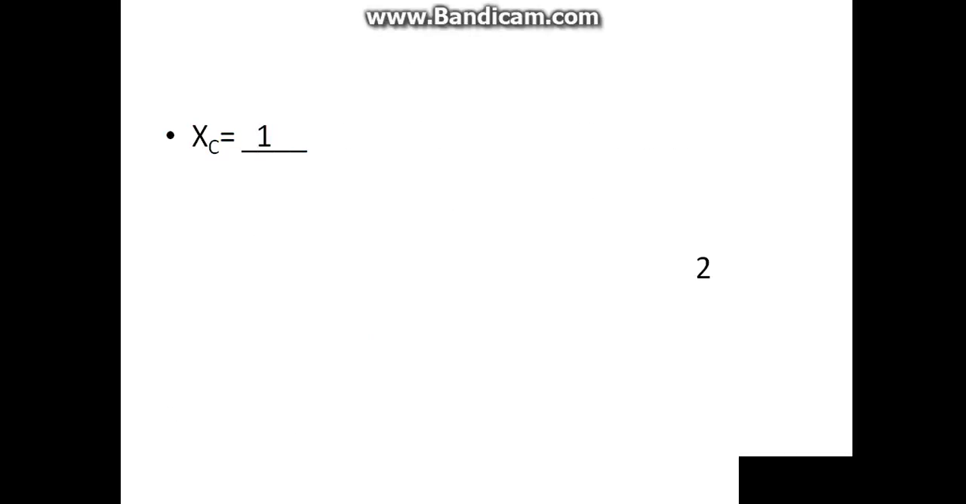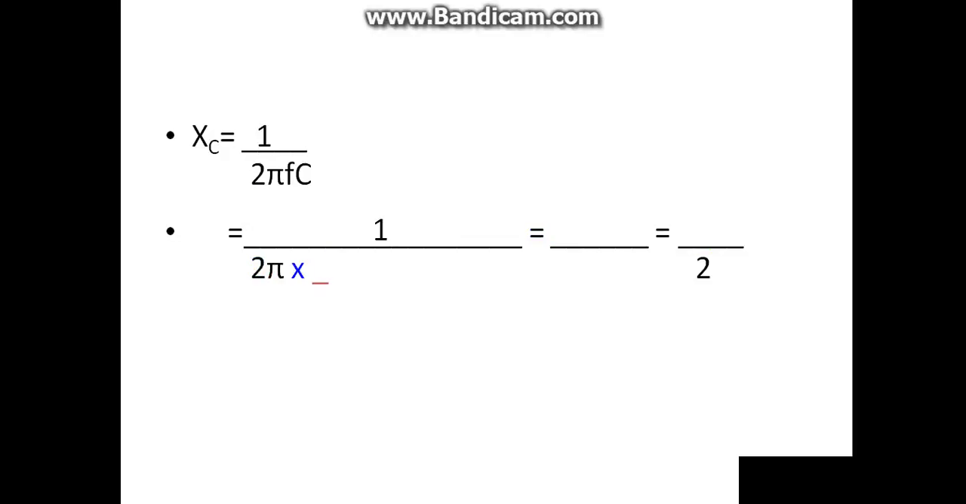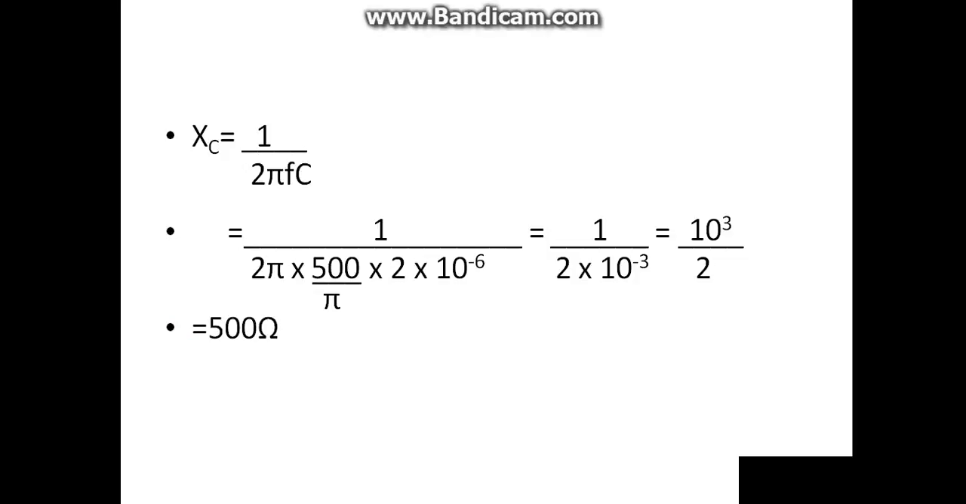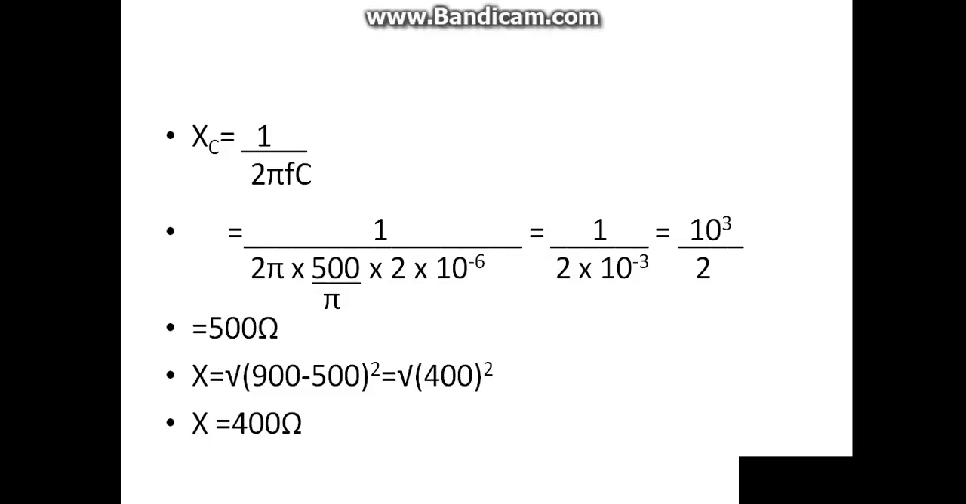XC is equal to 1 over 2 pi FC, which is equal to 1 over 2 pi times 500 over pi times 2 times 10 raised to power minus 6, which gives us 1 over 2 times 10 raised to power minus 3, which is equal to 10 raised to power 3 over 2, which gives us 500 ohms. S is equal to the square root of (900 minus 500) squared, which gives us the square root of 400 squared. S is equal to 400 ohms.